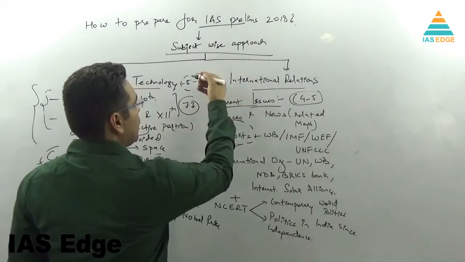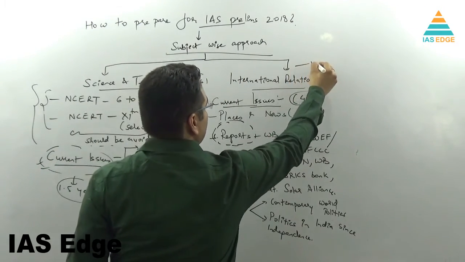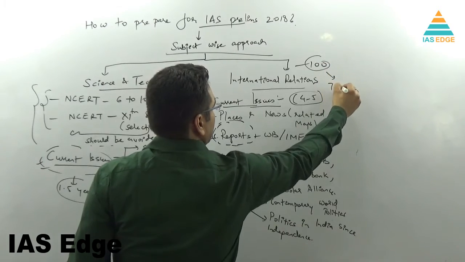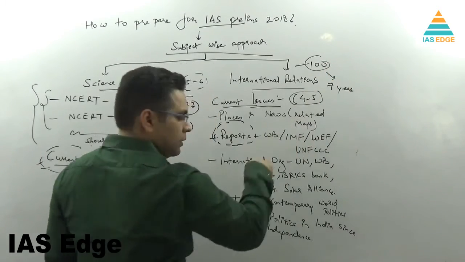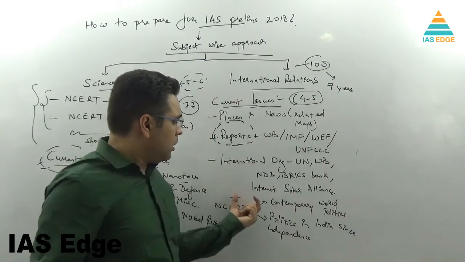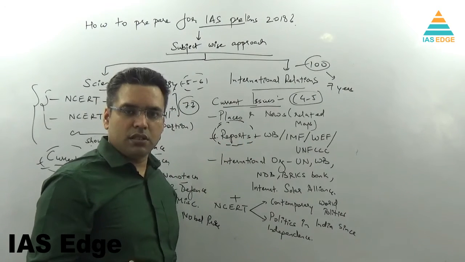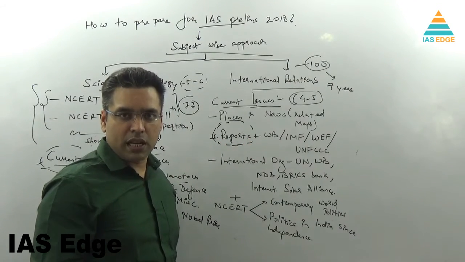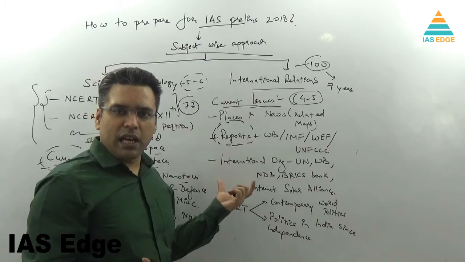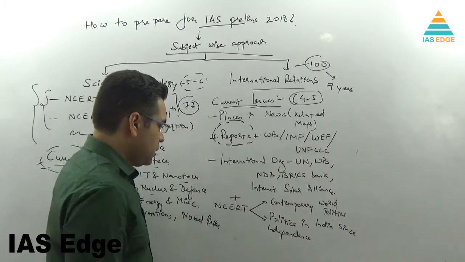In both the areas you will get around 100 questions in the past 7 years. So you will see that a lot of questions come from international reports. Which report? This report is created by which international body? Again, this is a grey area, but you can get some questions.